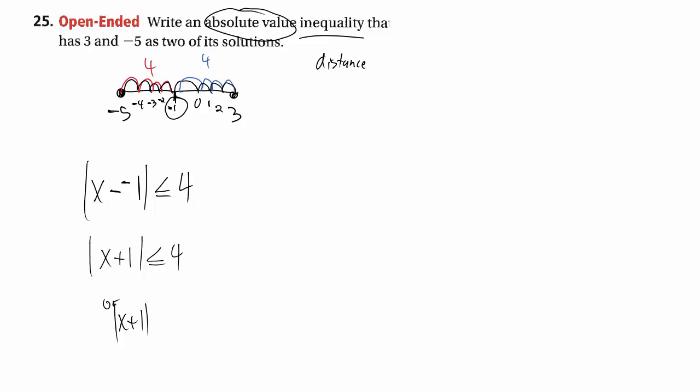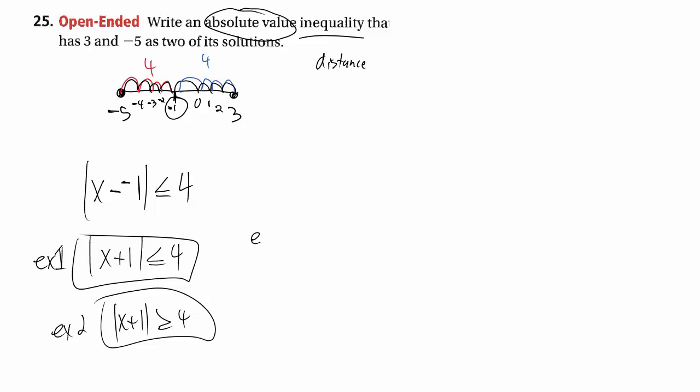Instead of doing minus negative, I could just do plus. These are 2 different examples that could be problems that have these as solutions. I could do less than or equal to or greater than or equal to. Those would both be problems that have those as solutions.